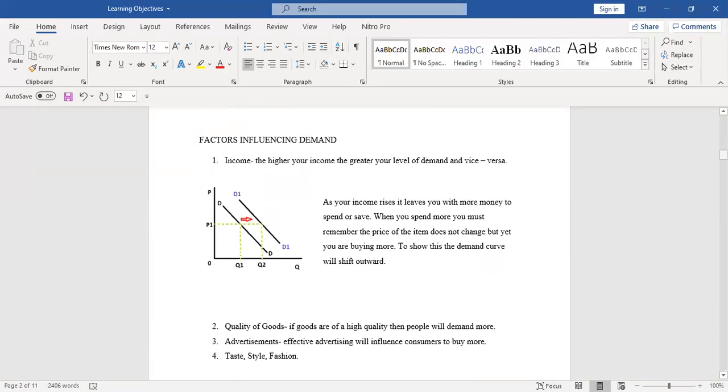Is it going to cause an outward shift, or is it going to cause an inward shift? And why? So you need to be paying attention. You can't be doing other things while we're in class. You need to be paying attention to what we're talking about here.